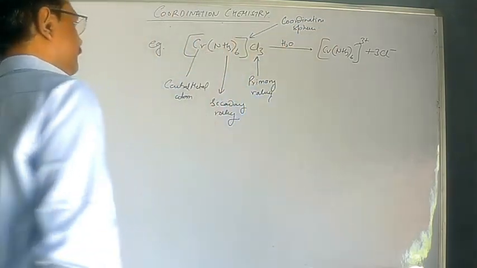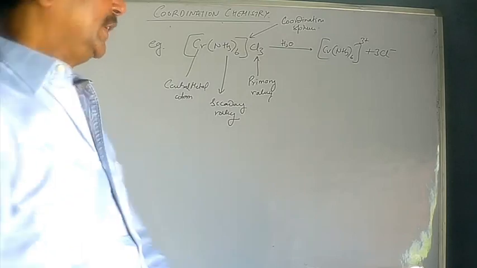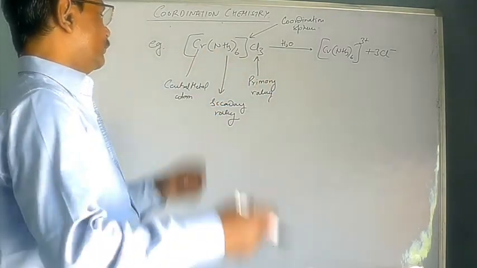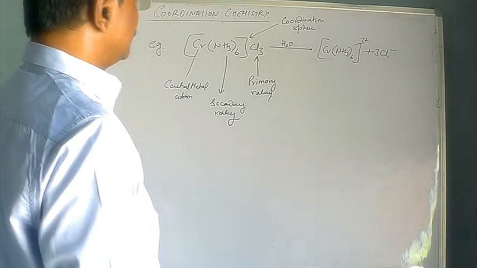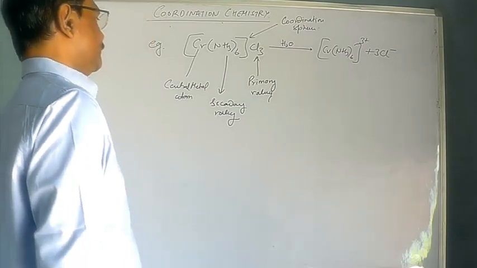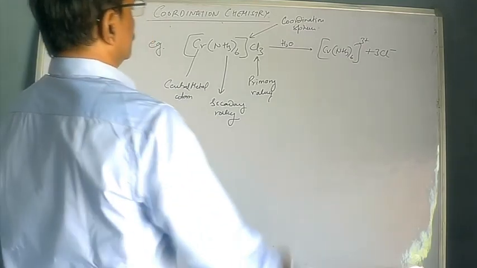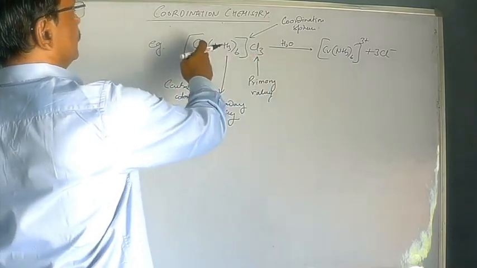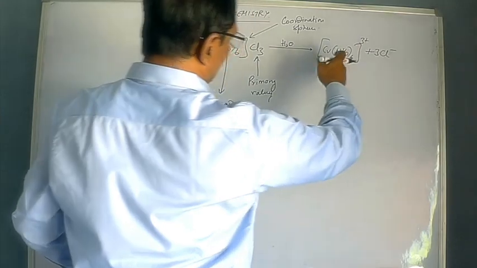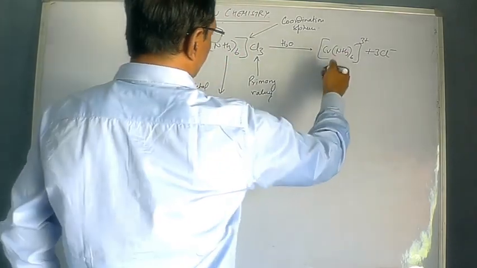In coordination sphere, we find only two things. One is your central metal atom, which is going to accept lone pair from molecules, also called ligands. I will give you the definitions. And Cl3 is satisfying the primary valency because the charge on chromium is +3. Why is the charge on chromium +3? Let us find it out.